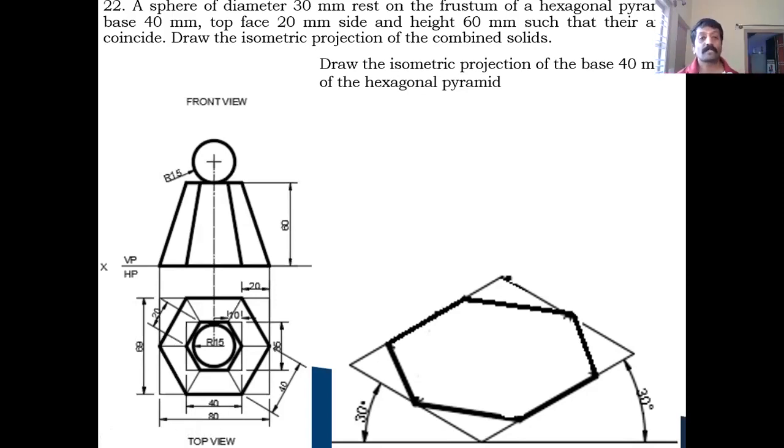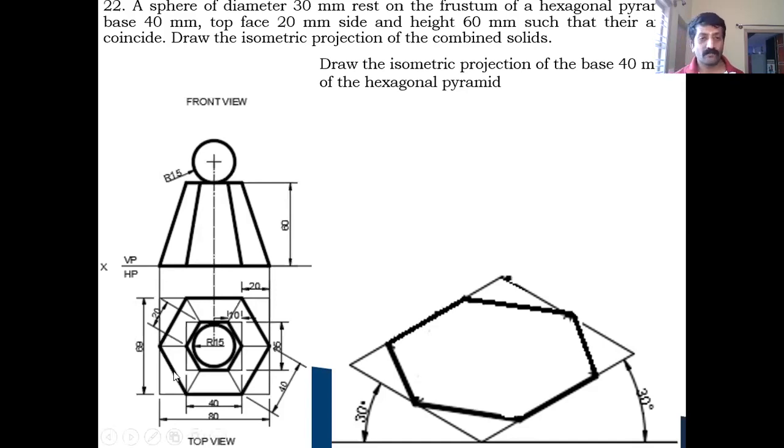If you see from the same center, what is the diameter of the sphere? 30 millimeter. You take 15 millimeter radius with the same center and draw a circle. So like this, in the top view you have to complete the two hexagons, and within that one more circle. Coming to the front view, your frustum of a hexagon pyramid looks like a trapezium, and as usual your sphere will look like a circle.